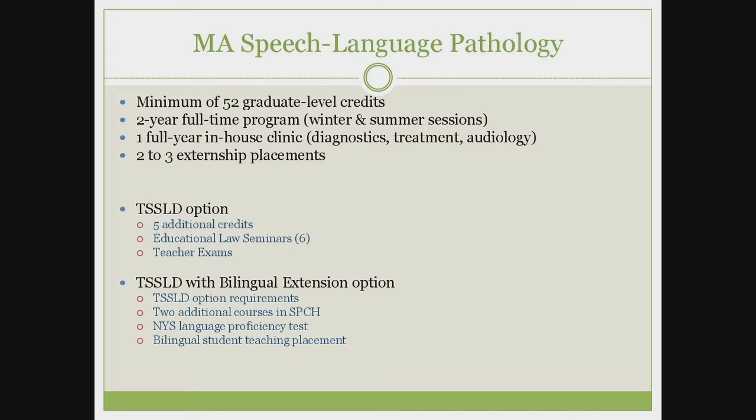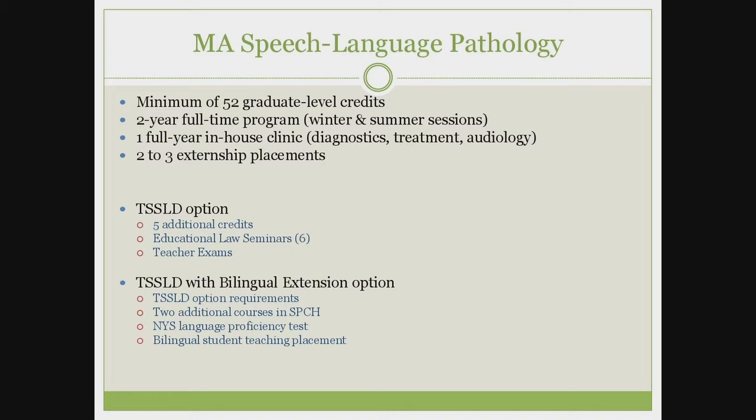So if you do the TSSLD, one of your placements will be in an educational setting, and the other one will be a child placement or an adult placement, and you have the choice there to have your second internship in more of a pediatric setting or in an adult setting. I'd say about 1/3 to 1/4 of the students choose to do the optional third one.